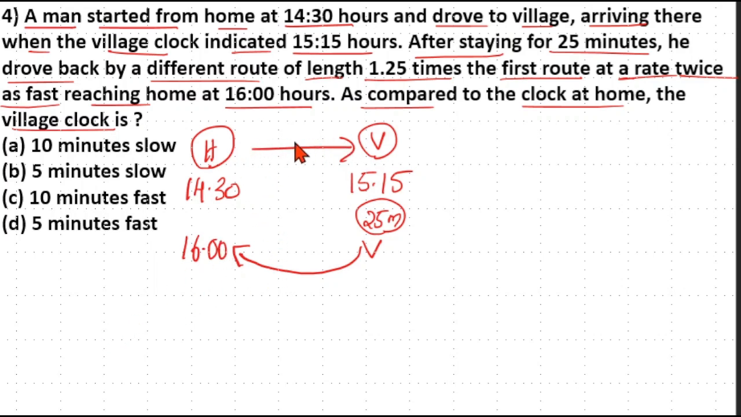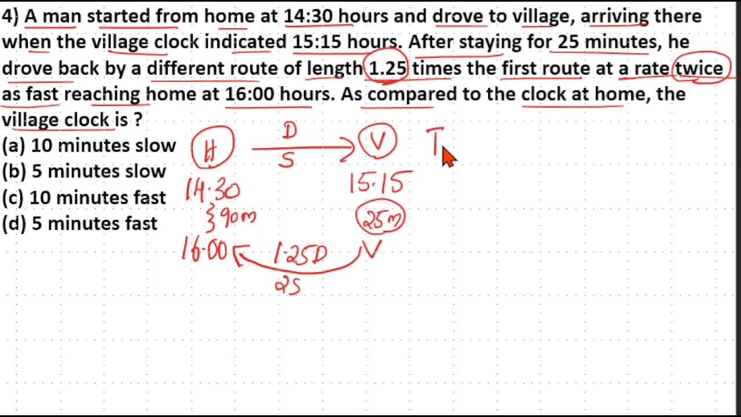Initially, if I take the distance as d and speed as s, the returning route was 1.25 times the initial distance and the returning speed was 2 times the initial speed, because twice as fast. Now, the difference between the initial time and the final time is 4 minus 2:30, that is 1.5 hours, that is 90 minutes. Now, we can see he took 25 minutes in the village.